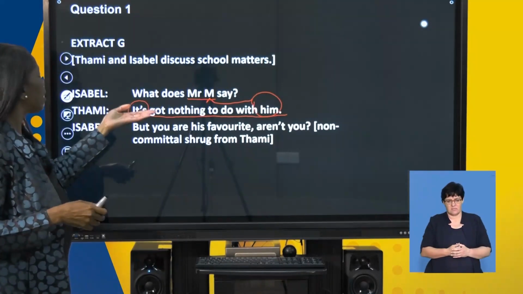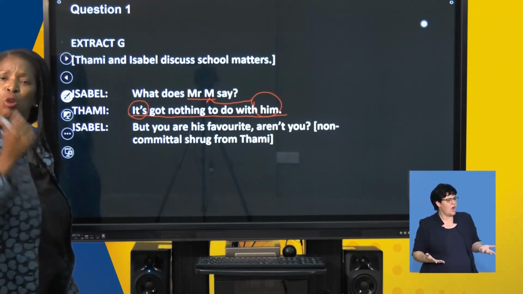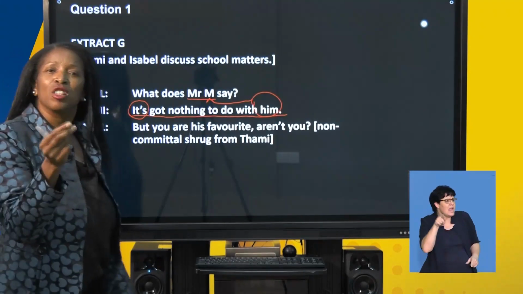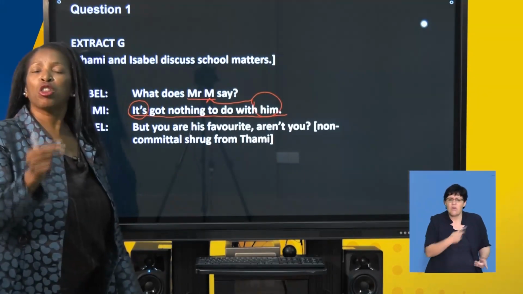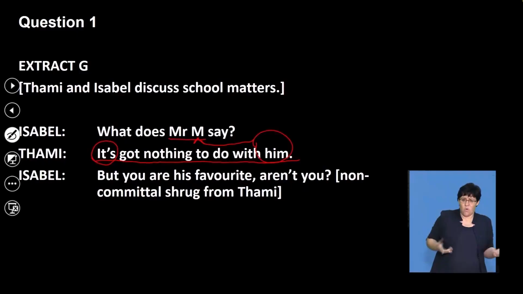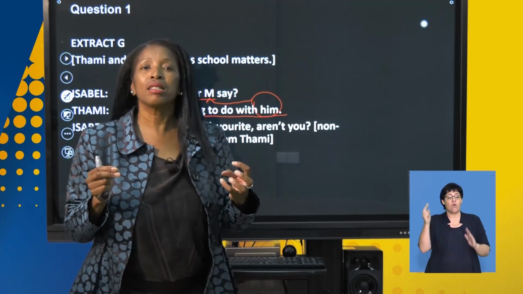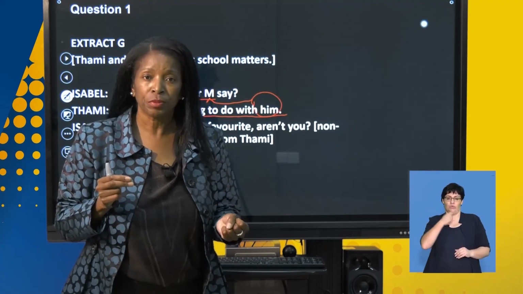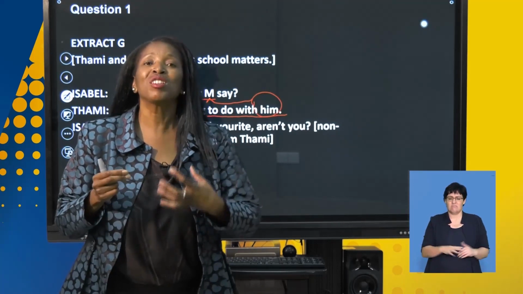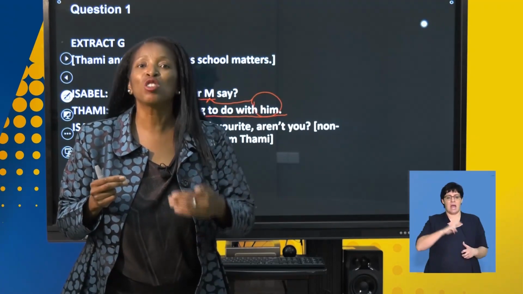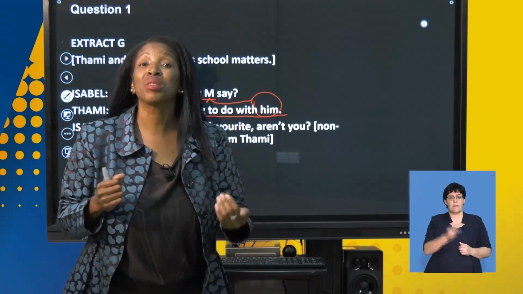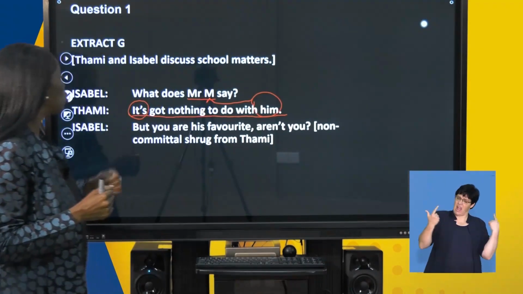So Isabel is quite concerned. But what about your teacher who believes in you so much? Have you ever thought of his opinion? And that is why Tammy gets very short-tempered and upset and says, it's got nothing to do with him. Now, please remember as he's saying this, when you are reading, think about tone. Obviously, Tammy is angry. He doesn't want any involvement of Mr. M in his life. So remember tone here.